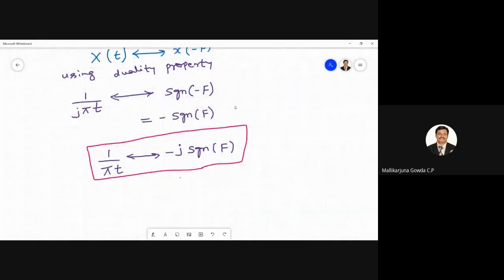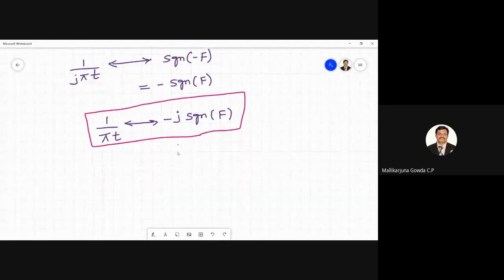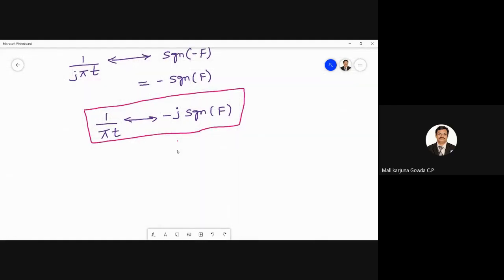So what I did now, I moved this j to this side. So 1 by pi t is equal to minus j sinc of f. That's all. It means 1 by pi t, its Fourier transform will be minus j sinc of f. Or what I can say is, minus j sinc of f, its inverse Fourier transform will be 1 by pi t. That is what the meaning is. Okay. Yes, is this clear?